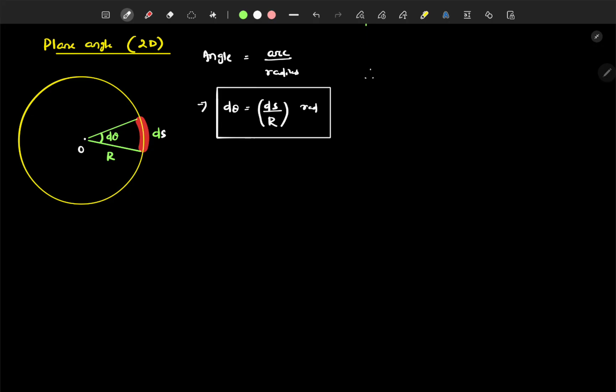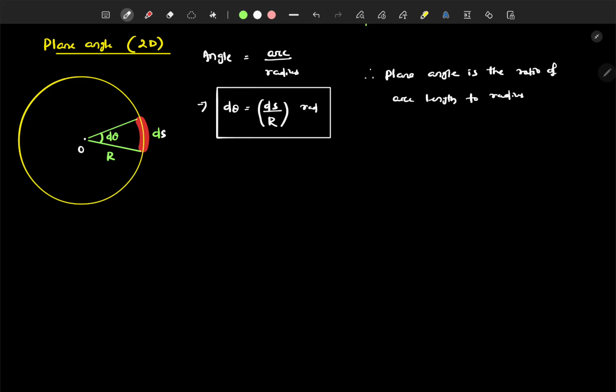So plane angle is the ratio of length of arc to radius r. So we can write thus plane angle is the ratio of arc length to radius.